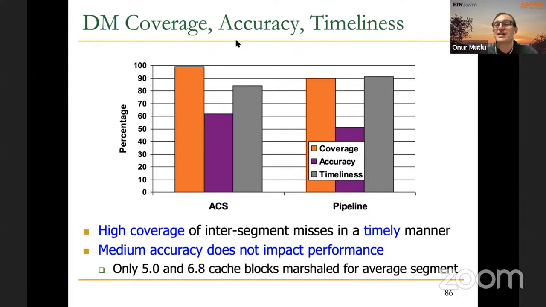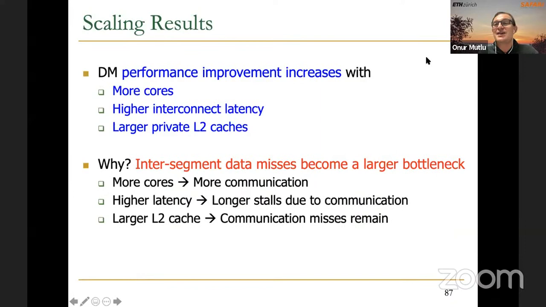So of course you can improve this, but the improvements will lead to incremental benefits that are going to get us closer to the ideal performance improvement. Okay. The more important thing is scaling, I think. Scaling is important because as you scale the number of cores, the performance improvement increases. As you scale the interconnect latency, which is again the trend, the performance improvement increases. As private L2 caches become larger, the performance improvement also increases.